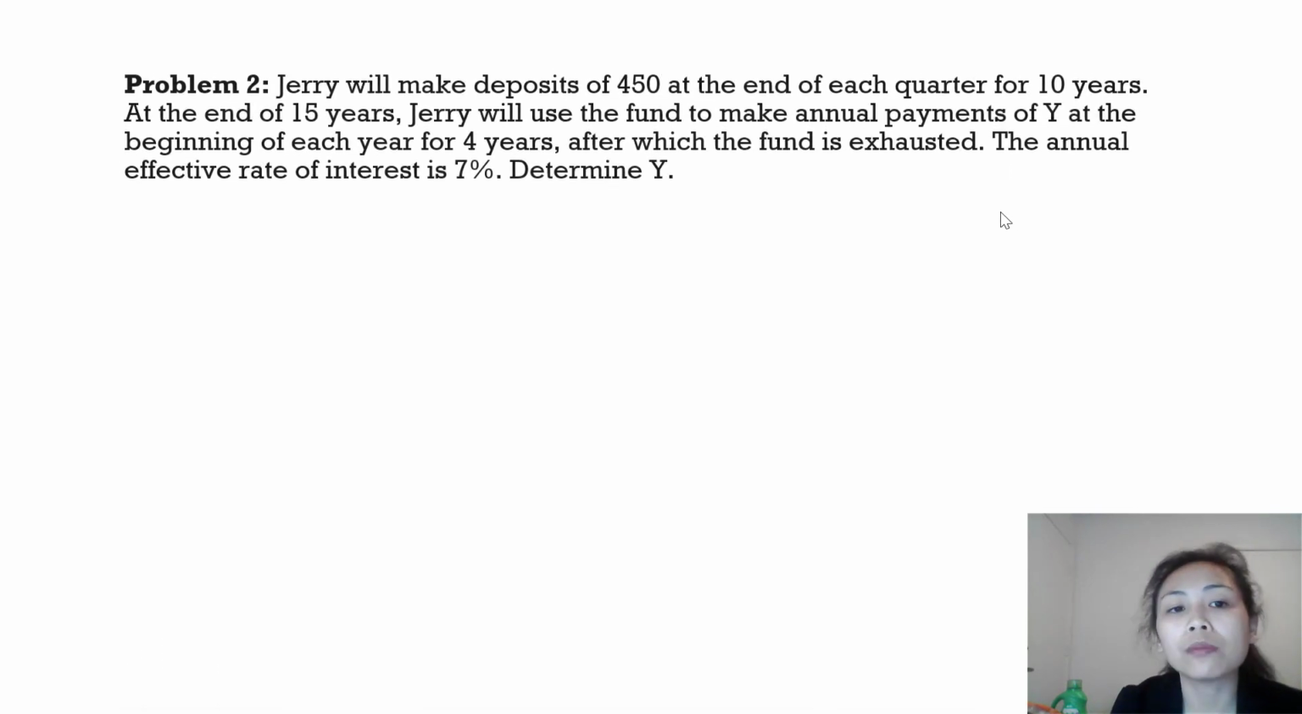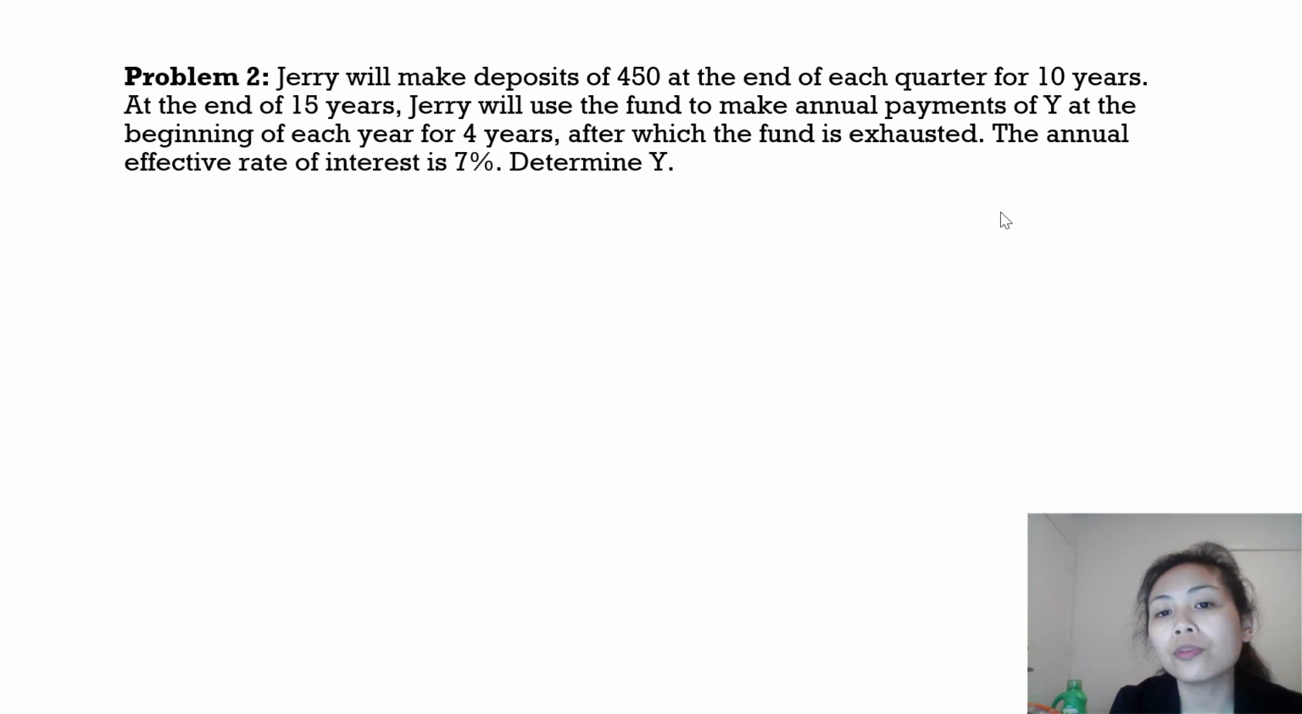The second problem: Jerry will make deposits of 450 at the end of each quarter for 10 years. At the end of 15 years, Jerry will use the fund to make annual payments of Y at the beginning of each year for 4 years, after which the fund is exhausted. The annual effective rate of interest is 7%. Determine Y. So you see here, at the end of every quarter we make a payment, and we continue in 10 years.